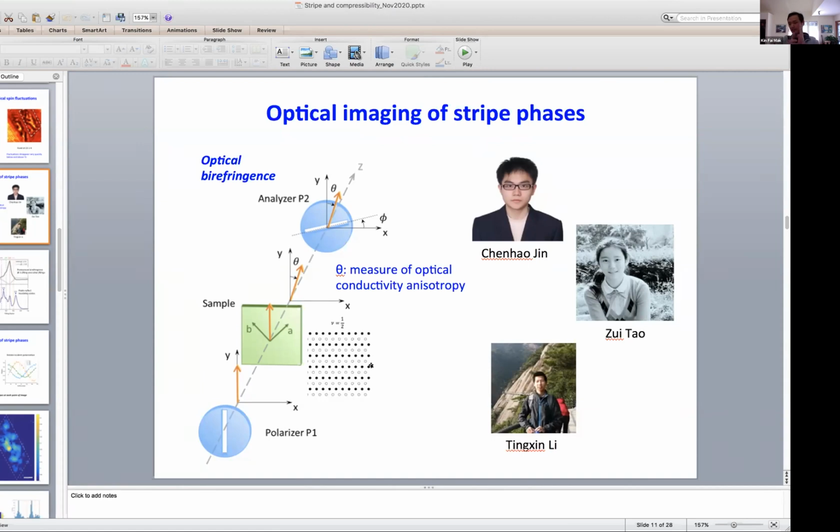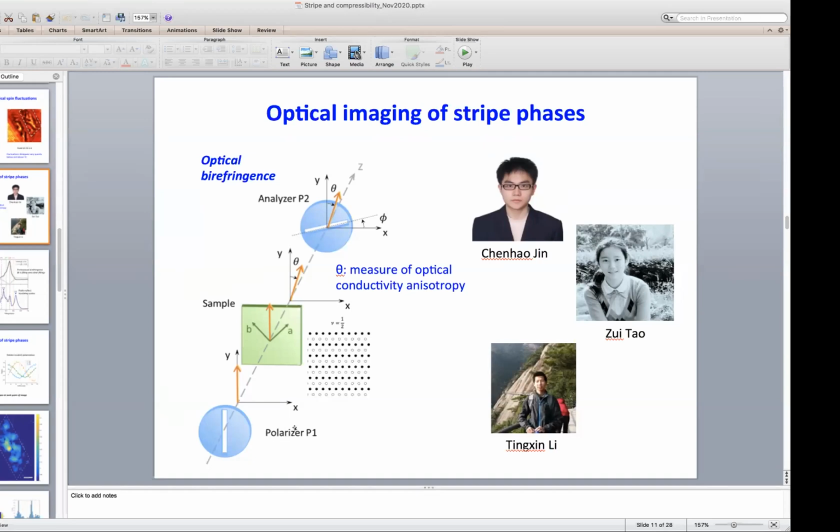So if we rotate the sample, then we can actually map out the major and minor axes of the stripe phases. But in reality, it's too hard to rotate the sample. So what we do is to rotate the incident polarization. Thank you.